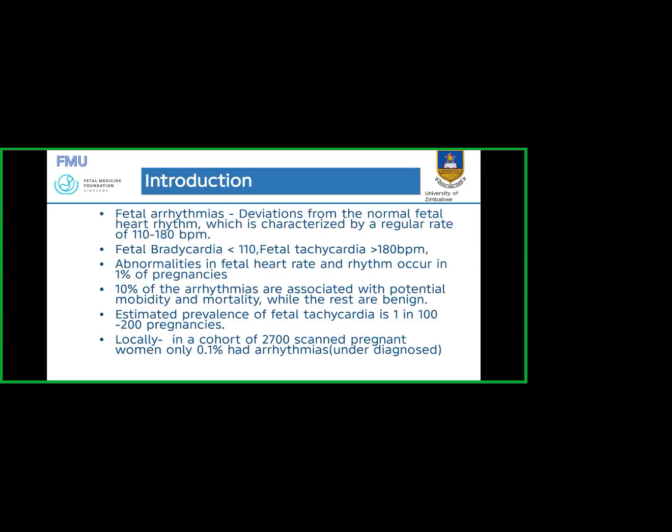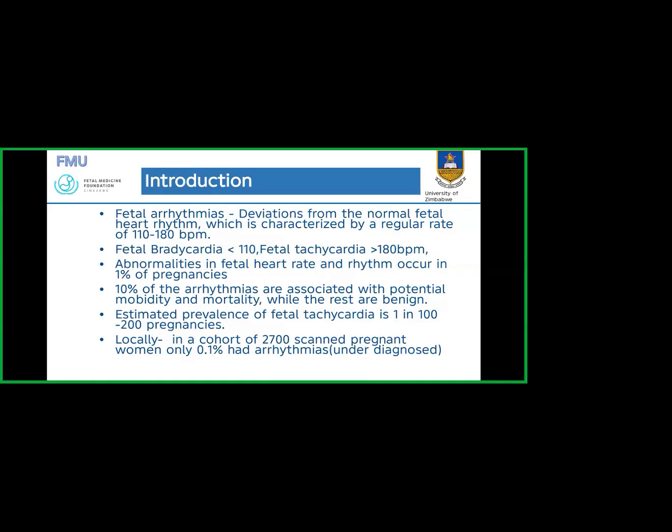So fetal arrhythmias are deviations from the normal fetal heart rhythm, which is characterized by a regular heart rate of 110 to 180 beats per minute. Some sources quote 160 beats per minute. Fetal bradycardia is defined as a fetal heart rate which is below 110. Fetal tachycardia is a fetal heart rate which is above 180 beats per minute.